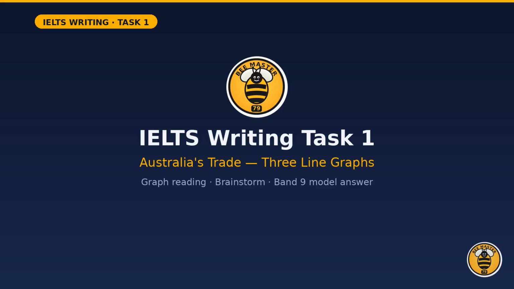Welcome to Master 79. In this lesson, we tackle an IELTS Writing Task 1 three-line graph showing Australia's trade and build a band 9 model answer together, step by step.